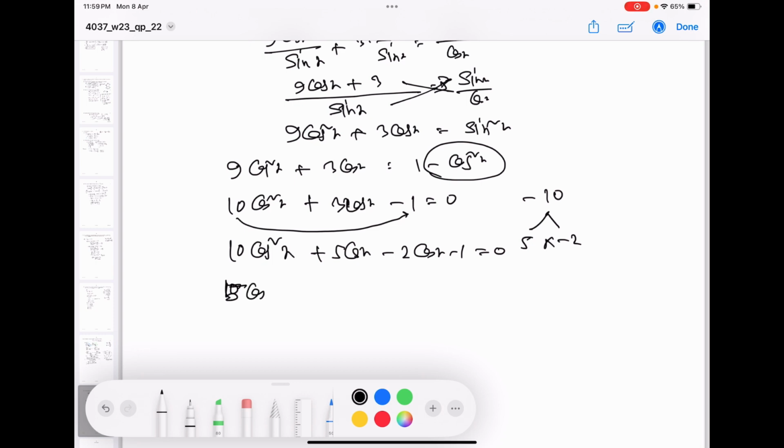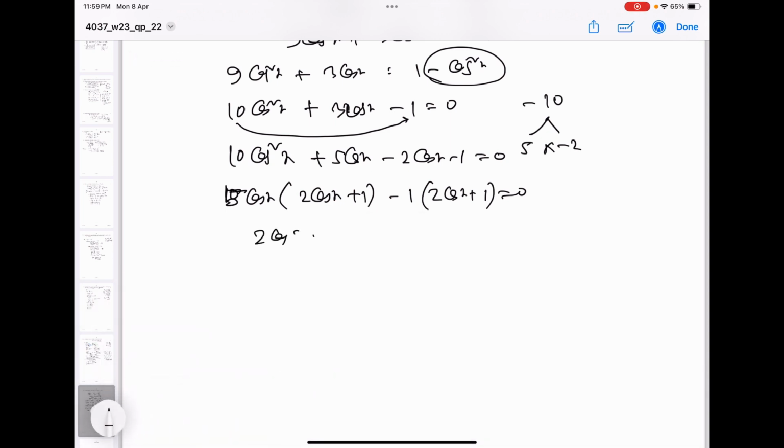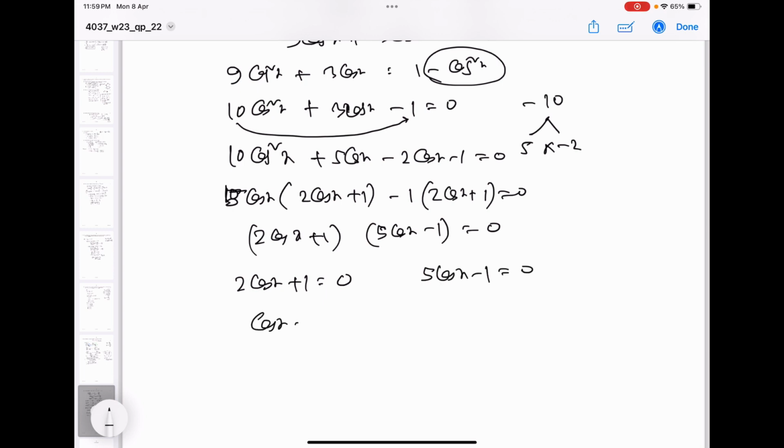5 cos x times 2 cos x plus 1, minus 1 times 2 cos x plus 1 equals 0. We can write 2 cos x plus 1, 5 cos x minus 1 equals 0. Then 2 cos x plus 1 equals 0, or 5 cos x minus 1 equals 0. Then cos x equals minus half, or cos x equals 1 by 5. Fine. Now we will solve that.